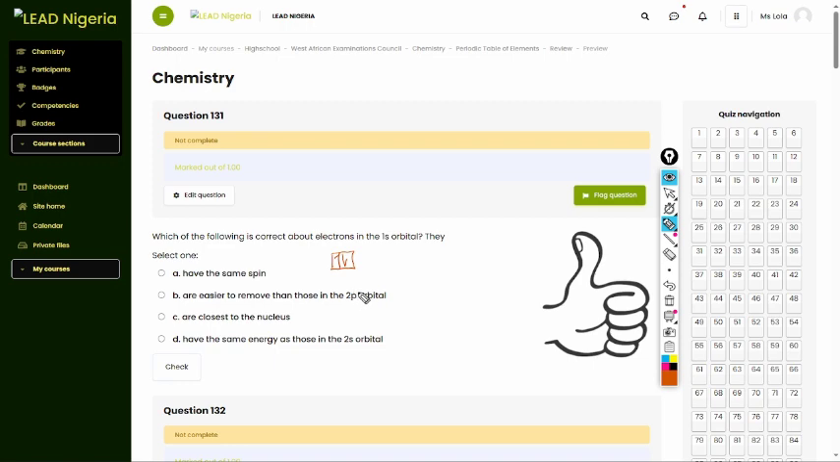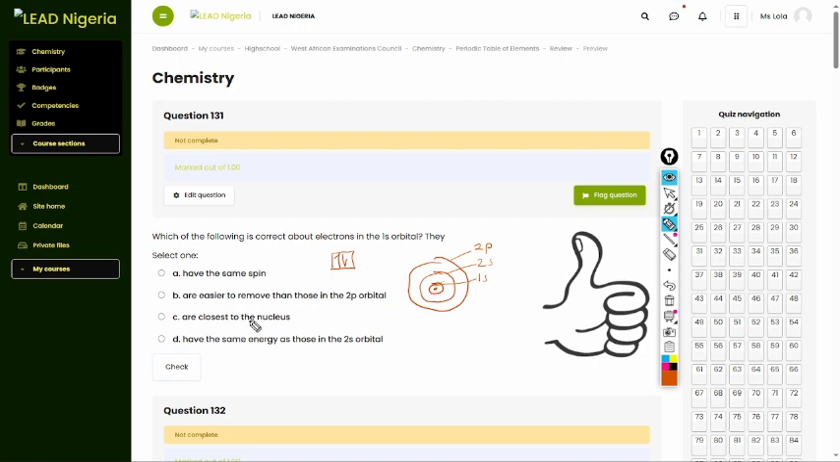Are easier to remove than those in the 2p orbital. This is also incorrect because the 1s orbital is closer to the nucleus than the 2s orbital. So this is 1s, this is 2s, and just assume this is 2p, okay? The one closer to the nucleus has a stronger attraction to the nucleus, so electrons are not easily removed from those orbitals. So 1s is closer to the nucleus than 2p, so it's not easy to remove electrons from 1s.